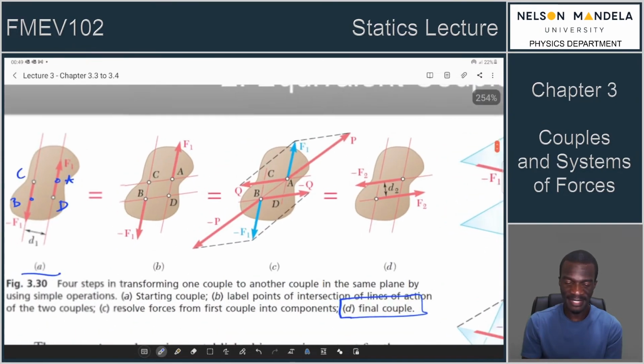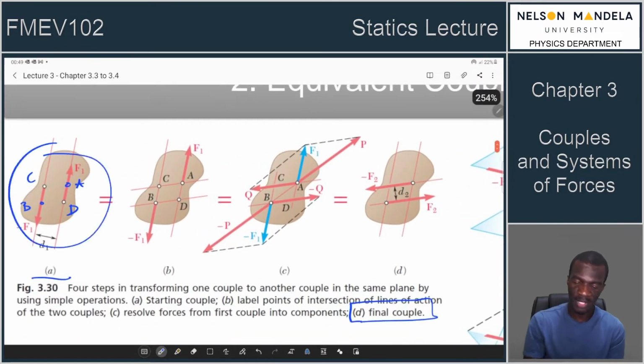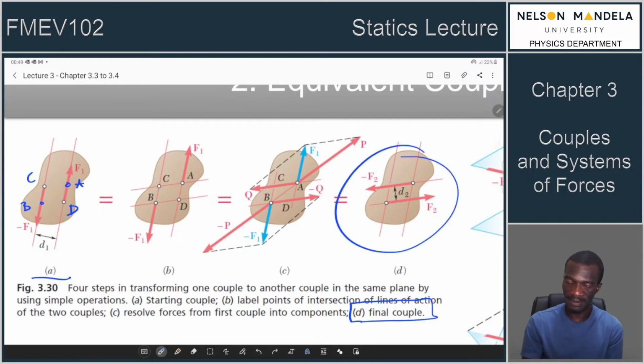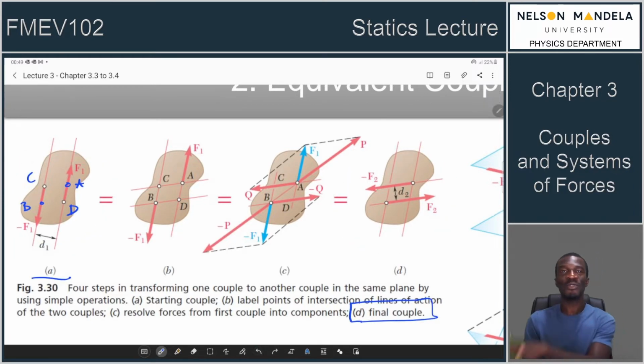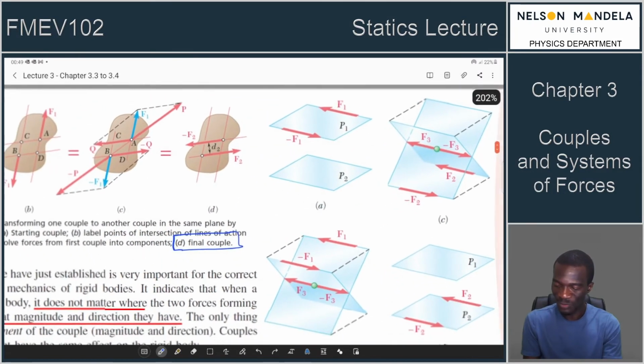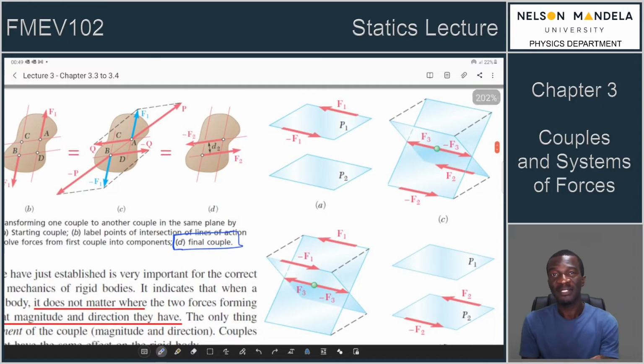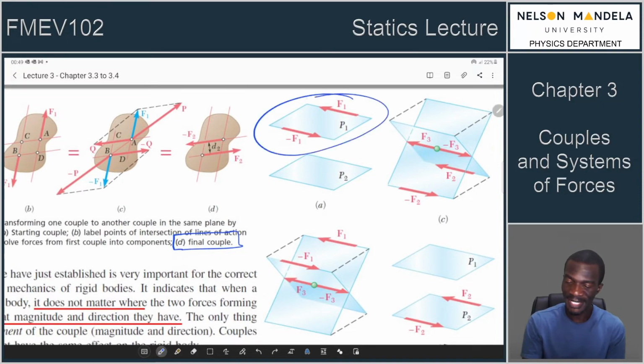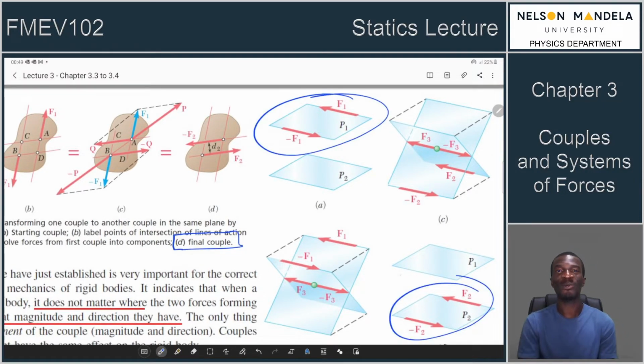Remember, this couple, we are saying it's the same as that couple, but these two different couples that we are defining as equivalent are actually sitting on the same plane. However, you can also prove that the couples that are sitting at different planes are also equivalent. So how can we prove that?